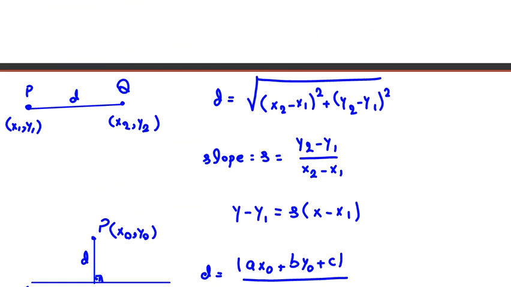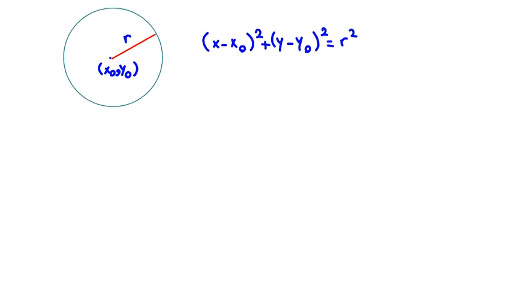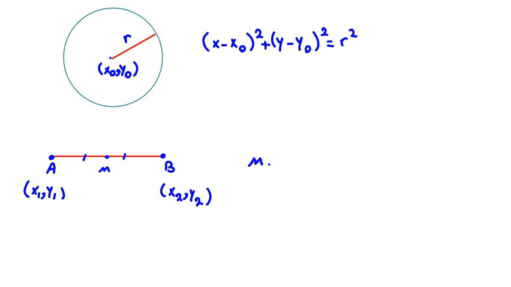Okay, lines, parallel lines, distances, these things. And when we have 2 points, A and B, sometimes we want to find the midpoint and the coordinates of the midpoint. Suppose here it's (x1, y1), (x2, y2). And then the coordinates of M is what? It is (x1 plus x2) over 2, (y1 plus y2) over 2.